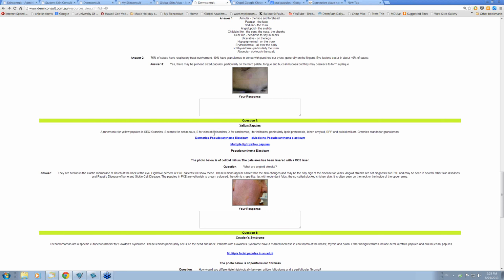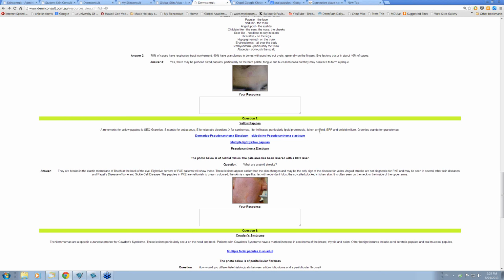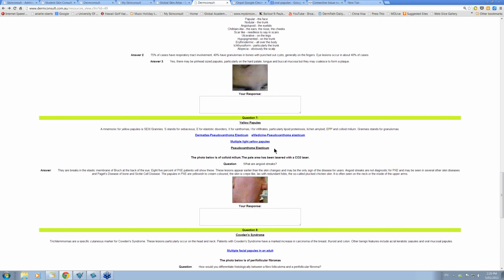Pseudoxanthoma elasticum. That chicken skin-like lesion on the neck especially, where the elastic fibers are perforating through the epidermis. X for xanthomas, talked about that. I for infiltrates: lipoid proteinosis, lichen amyloid sometimes giving yellow papules, EPP giving yellow papules over the bridge of the nose and the forehead. Colloid milium, that's degenerative material deposited just under the dermoepidermal junction in sun-exposed areas. And the granny stands for granulomas.